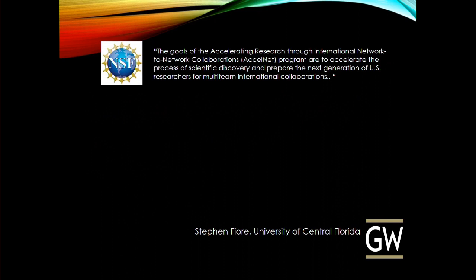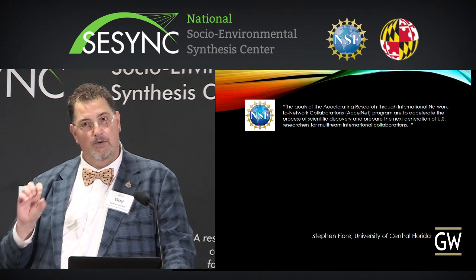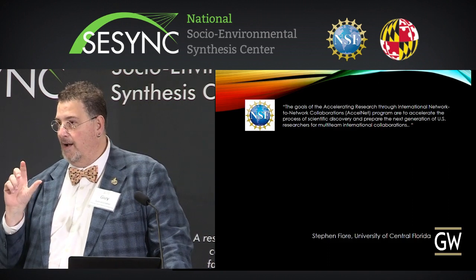I looked up what the mission was of ExcelNet, and something that really grabbed my attention was where it says it's a program to accelerate the process of scientific discovery and prepare the next generation of U.S. researchers for multi-team international collaborations. I think that's an important part of this mission that we cannot lose sight of. It's not just to make our work, or the work you're involved with, accelerate, but rather to change almost paradigmatically the way that we go about science, so that while we're doing science, we're creating a new generation of scientists that can learn from the way we're doing it.